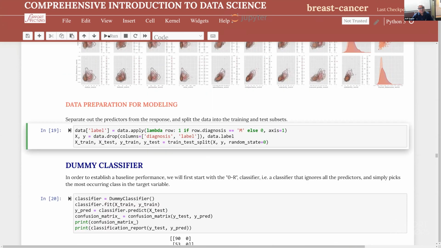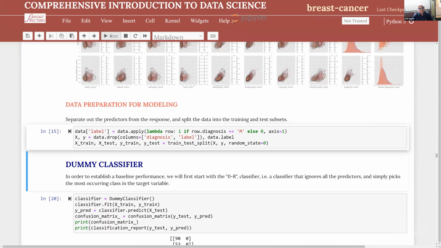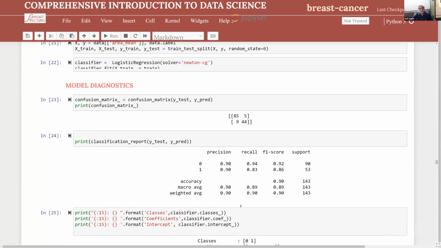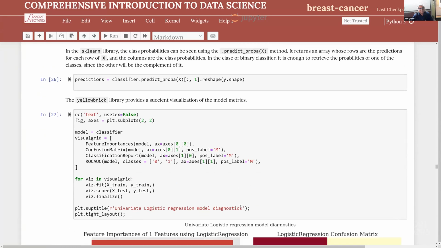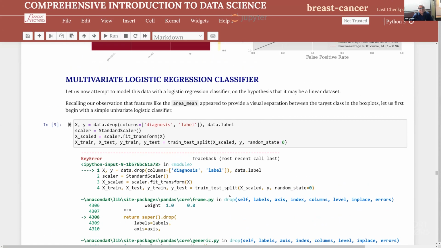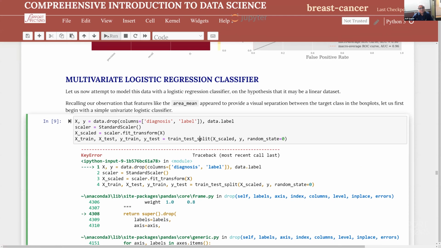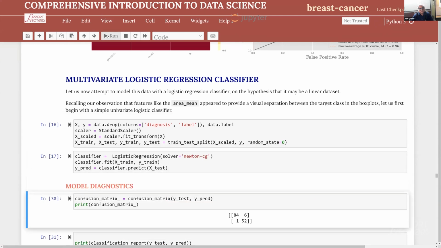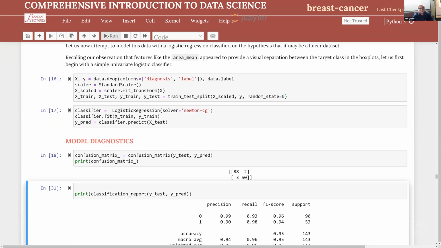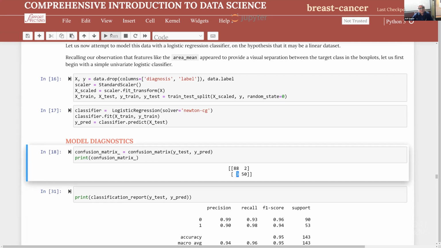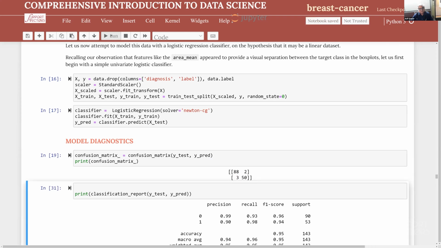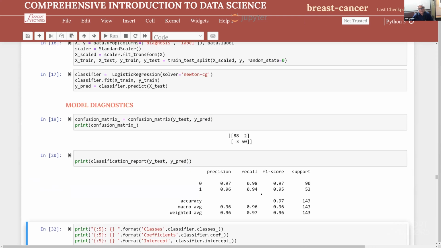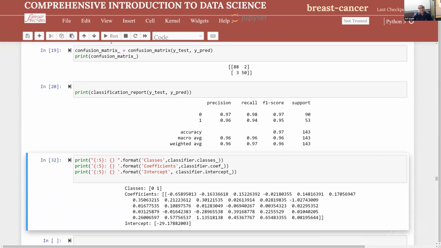Data, yeah, I need to do this. Data. Okay, dummy classifier, univariate, etc. we did. Multivariate, okay, here we go. So we are making 3 mistakes with multivariate, and the confusion matrix is this. Classifier report, recall is 94%, pretty good.